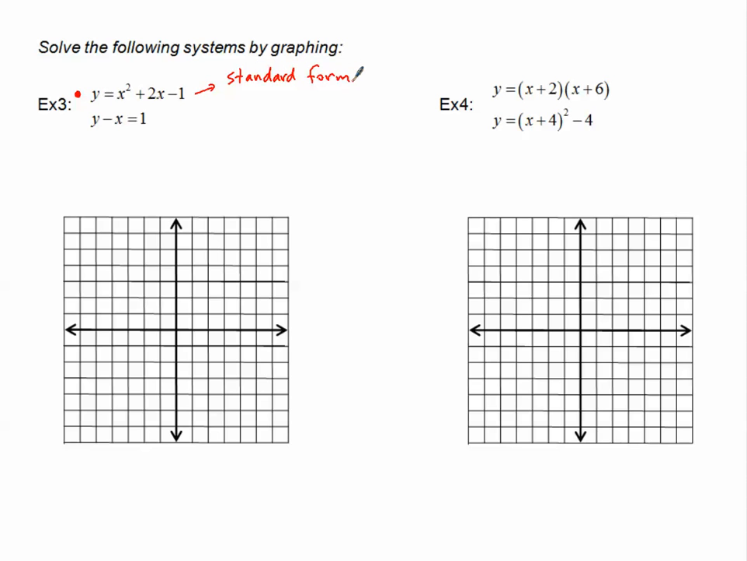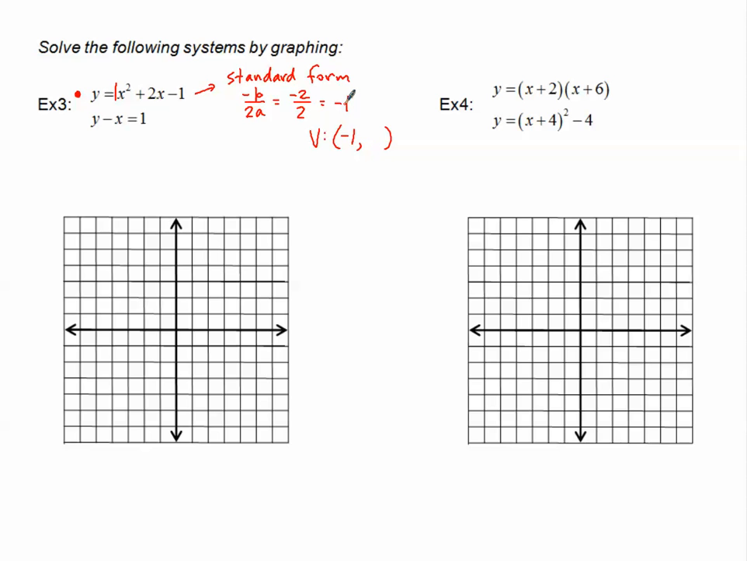If you do not remember how to graph a quadratic from standard form, I suggest that you go back to that tutorial and review that. Standard form, to find the vertex, we're going to do the opposite of b divided by 2a. So the opposite of b would be a negative 2. 2 times a is a 1, so 2 times that, of course, is 2. So negative 1 is what I get. That means that the vertex of this parabola is going to have an x-coordinate of negative 1. Now I just need to go and find the y-coordinate.